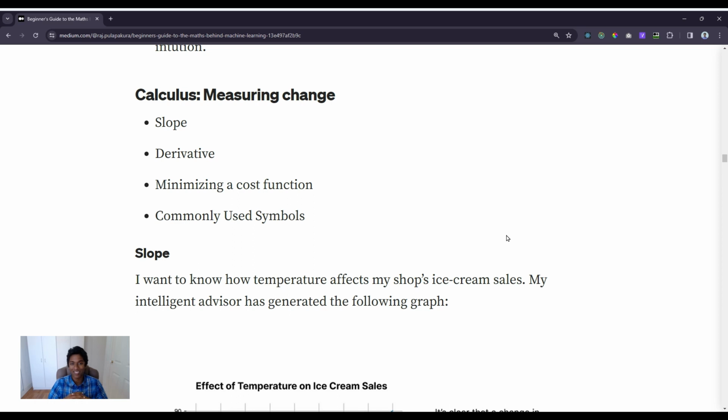Hey everyone. In the last video, we went over one of the most important foundations for machine learning, which is linear algebra. In this video, we're going to be going over the next one, which is calculus. So let's get into it. Calculus is all about measuring change. In this video, we're going to be talking about four topics: slope, derivative, minimizing a cost function, and the commonly used symbols.